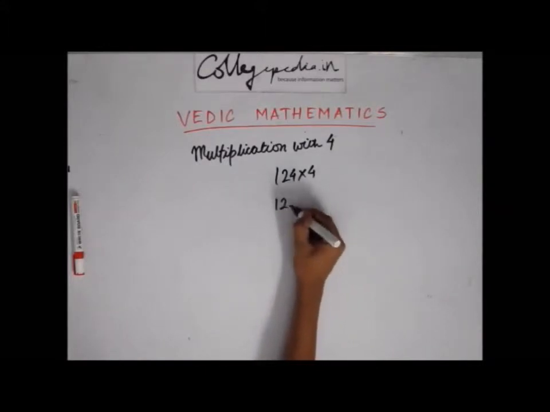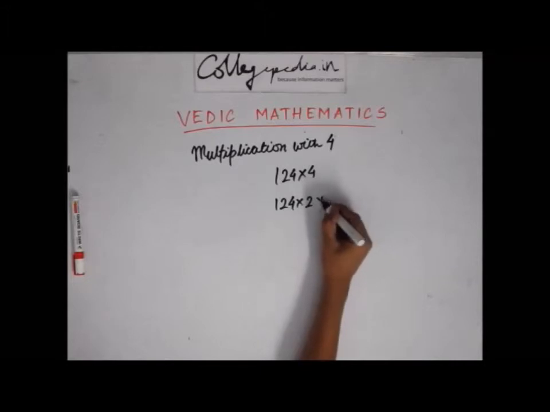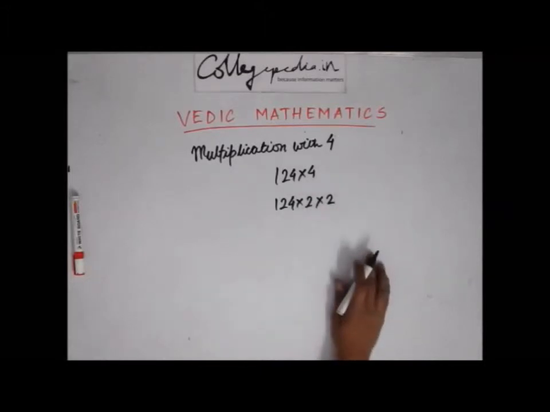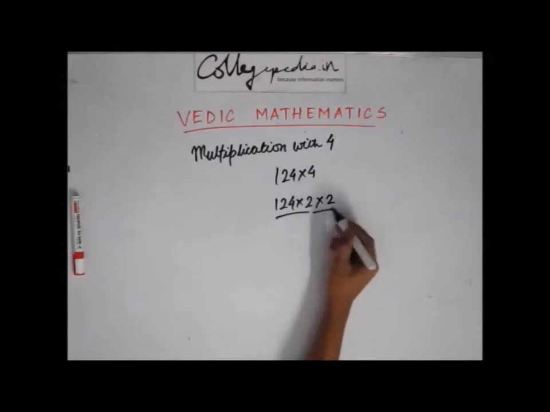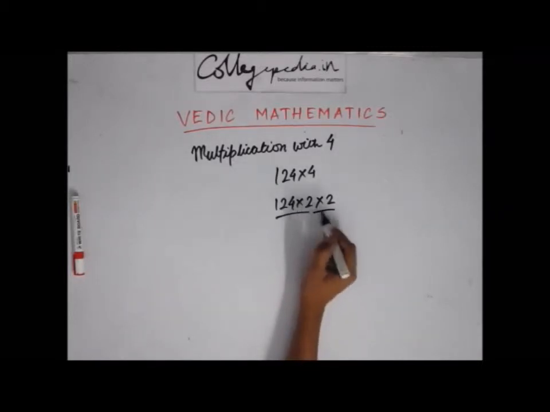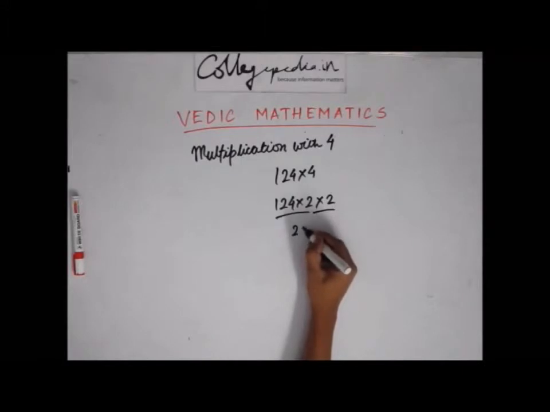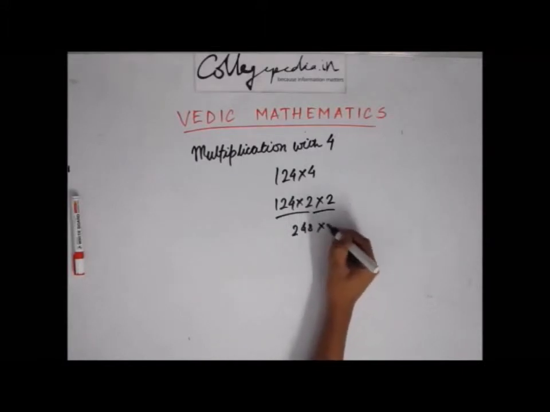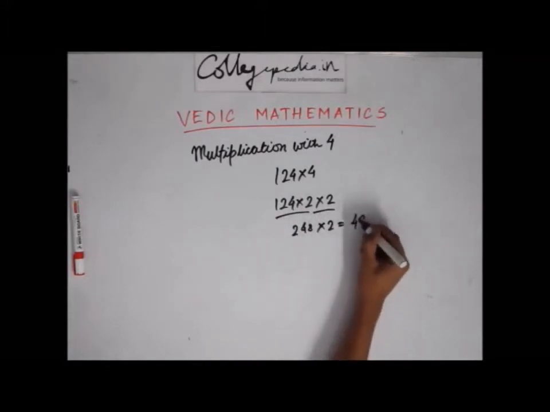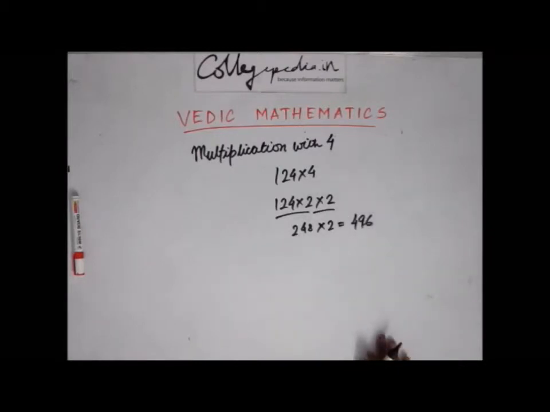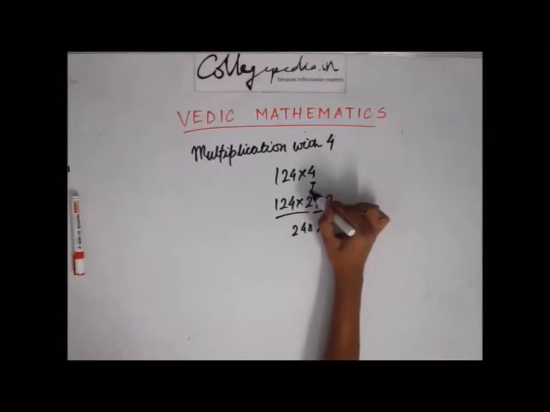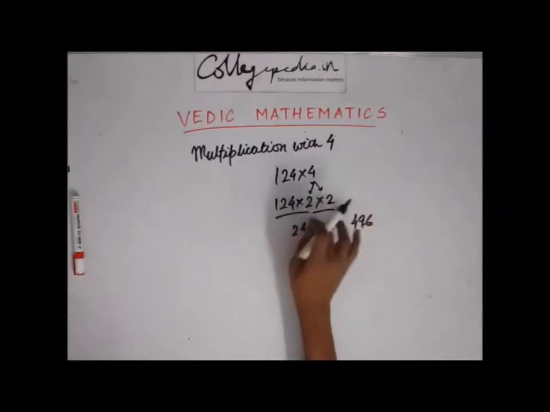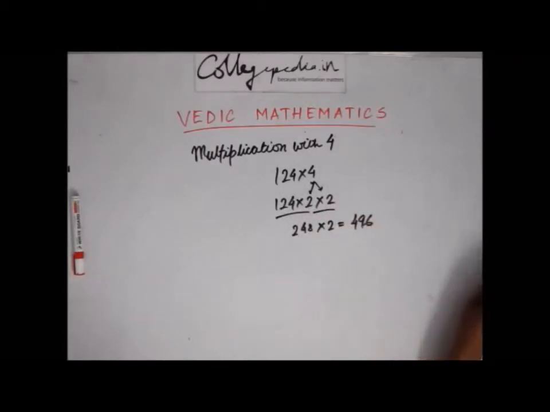What you can do is write this 4 as 2 into 2. Multiplying with 2 is very simple compared to multiplying with 4. So use part-wise multiplication. First multiply 124 with 2. Whatever you get, then multiply that again with 2. So I get 496 as the answer. So what I have done is I have just broken 4 into a product of 2 and 2, and then carried out normal multiplication.